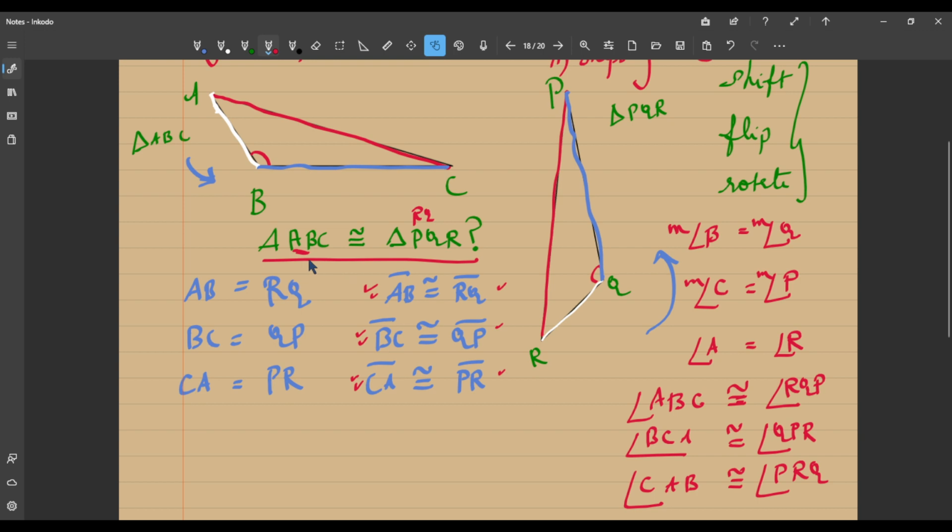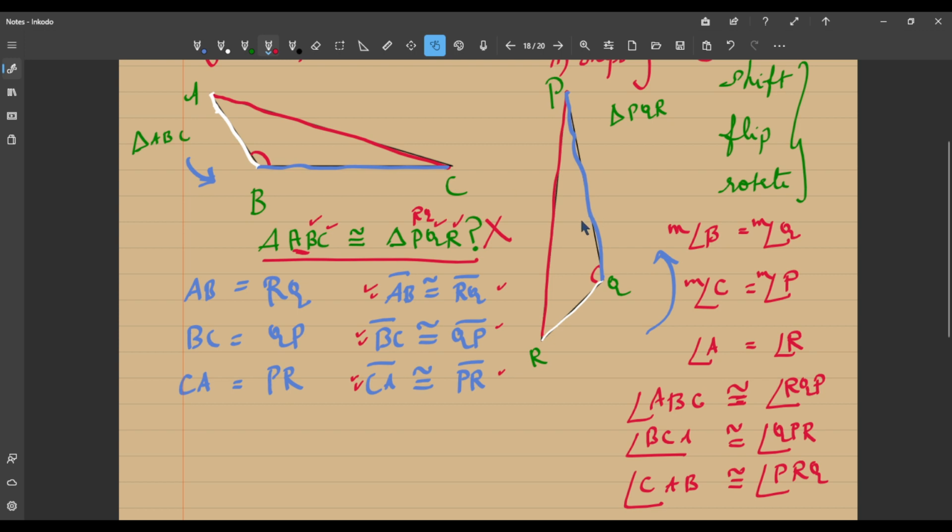Now look at the angles. Angle B is equal to angle Q, it's placed in the center. But angle C is equal to angle P. But the one which is corresponding to angle C here is angle R. So we should not write it this way.